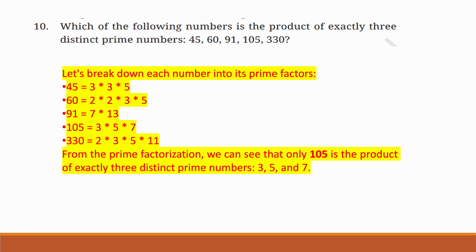91 is equal to 7 into 13. 105 is equal to 3 into 5 into 7. 330 is equal to 2 into 3 into 5 into 11. From the prime factorization, we can see that only 105 is the product of exactly 3 distinct prime numbers 3, 5 and 7. So, 105 is equal to 3 into 5 into 7.